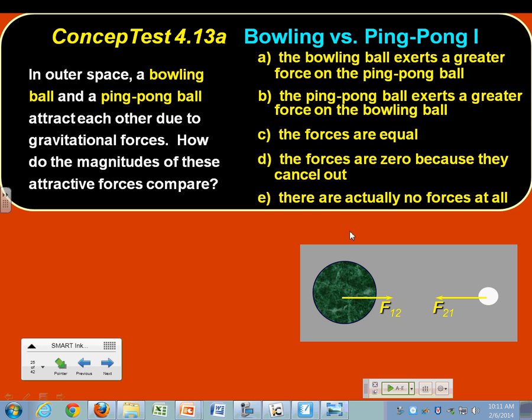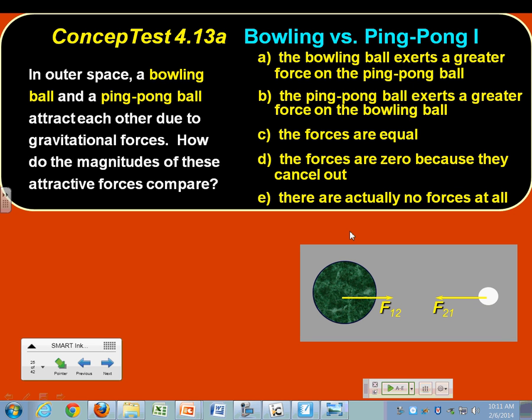That I can have two objects, just a second, Evan, that are separated by a distance, not touching one another, and yet they exert forces on one another. Evan? The mass has everything to do with it, right. So the bigger your mass is, the larger the force is. I understand what you're saying, but the bowling ball is going to exert a force on the ping pong ball, but the ping pong ball will exert the same force on the bowling ball.